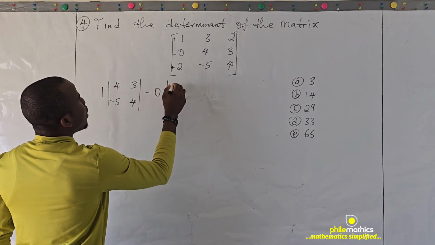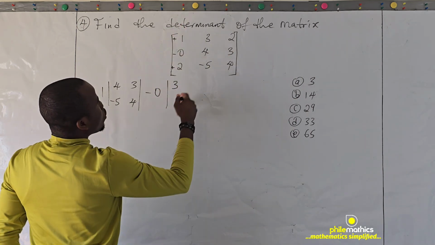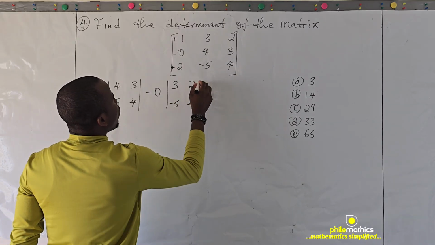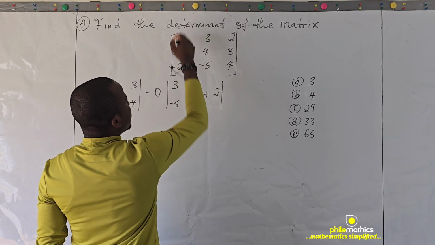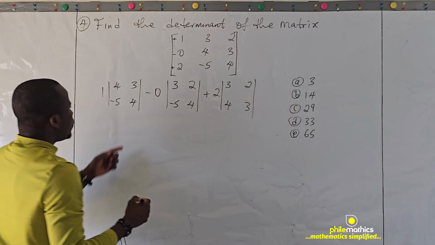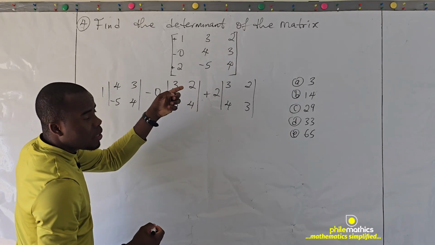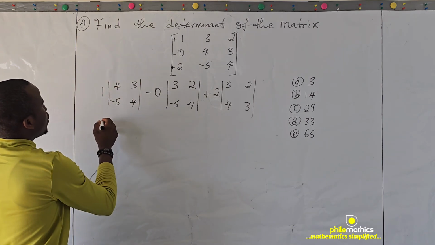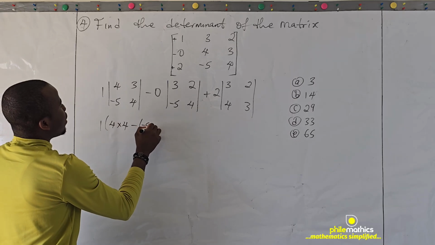Minus 0 determinant of... So if you cross this and cross this, you're left with this and this: 3, 2, minus 5, 4, plus 2, determinant of, if you cross this and this, 3, 2, 4, 3. So determinant of a 2 by 2 matrix, you recall, is this minus this. This leading diagonal, the multiplication of this leading diagonal minus this. So this is 1, 4 times 4 minus 5 times 3.